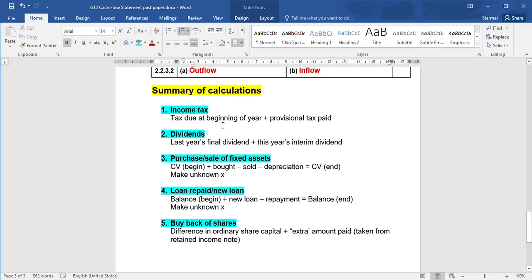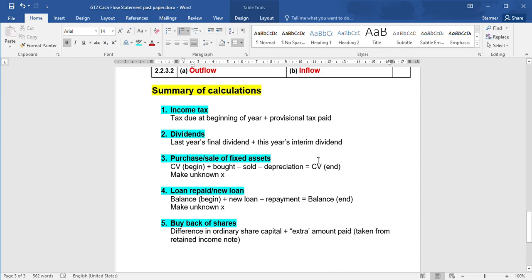But in general terms, what we are actually paying is any tax owed from last year, plus any provisional tax we paid this year. Okay, then dividends. The first thing we pay is last year's final dividend. Remember, it was waiting to be approved at the AGM. Usually it always gets approved. So the first thing we pay is last year's final dividend. And to that, we're going to add this year's interim dividends.